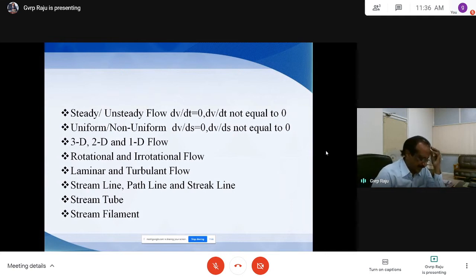For example, steady non-uniform flow. A pipe of different diameters at a constant rate. When the flow rate is constant, you can take a steady flow. When the pipe diameter is the same, we can take uniform flow. So steady non-uniform flow is a pipe of different diameter, a tapering pipe, at a constant rate.